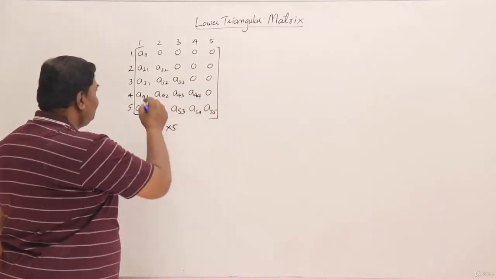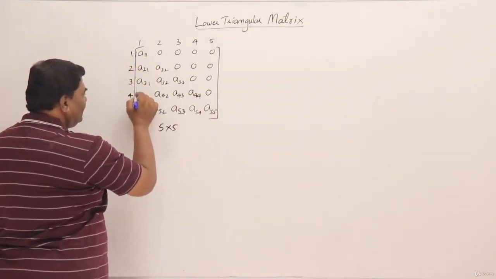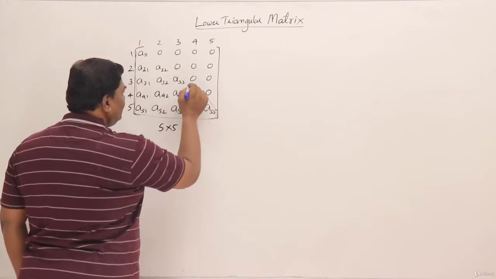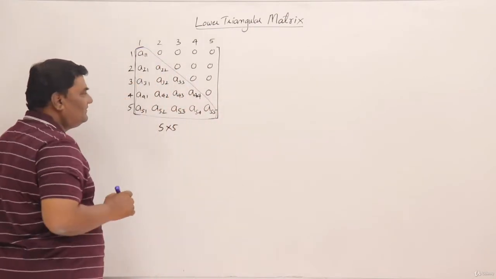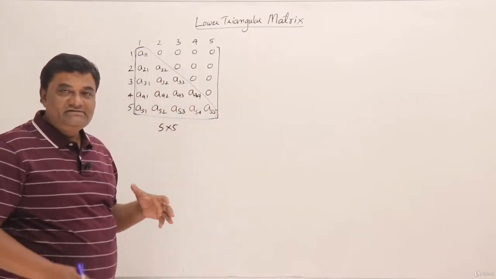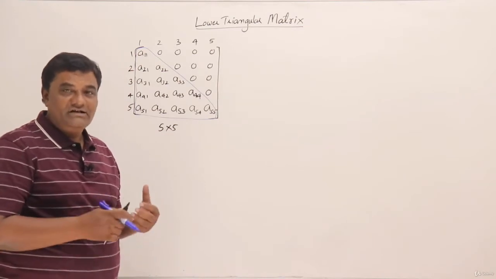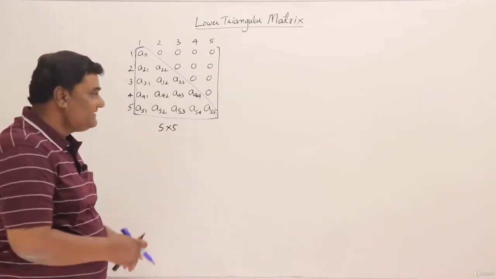So you can see this set of elements are non-zero. These are forming a triangle. Now let us define this and see which elements are 0, which are non-zero. Let us check the indices.